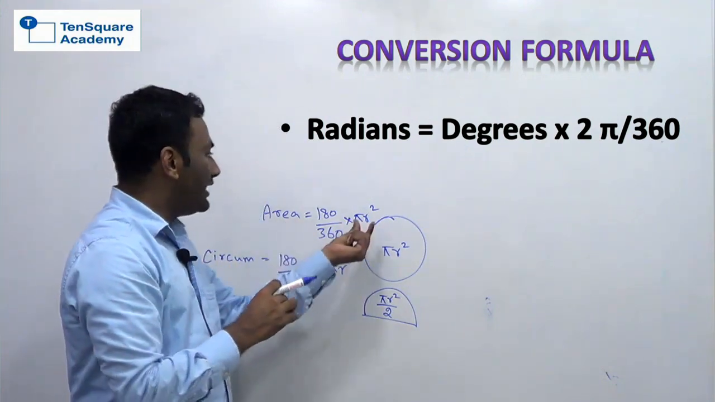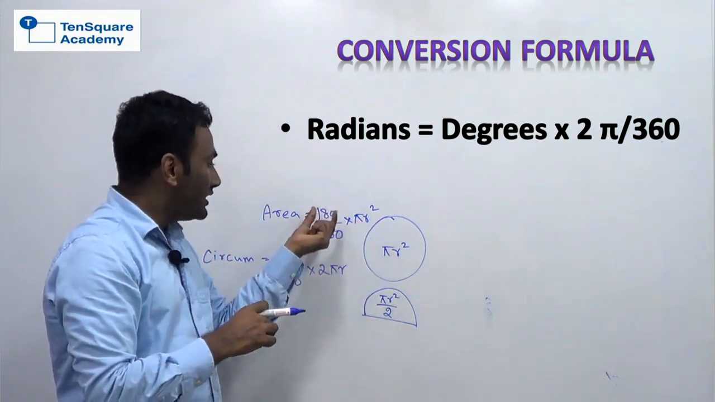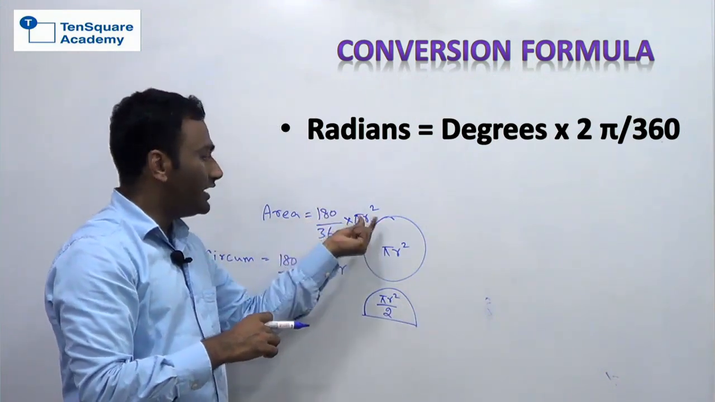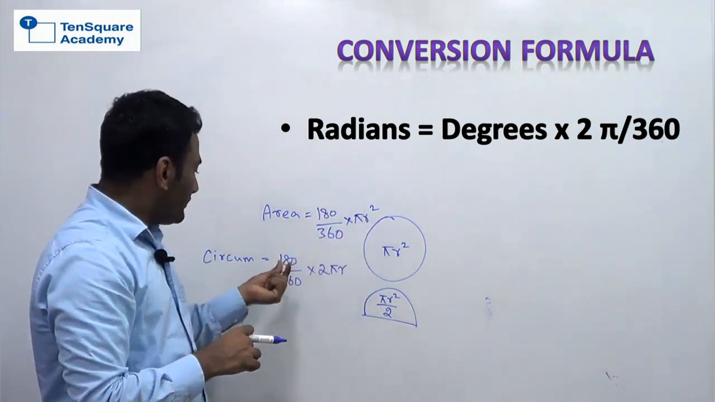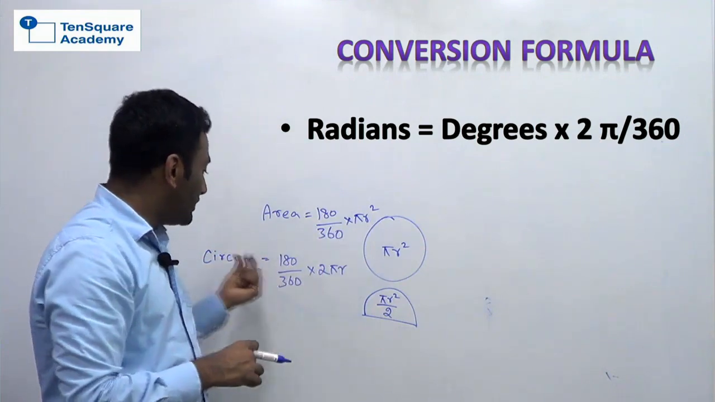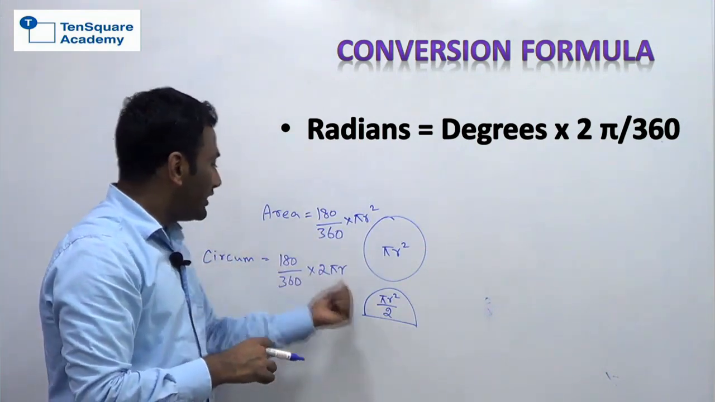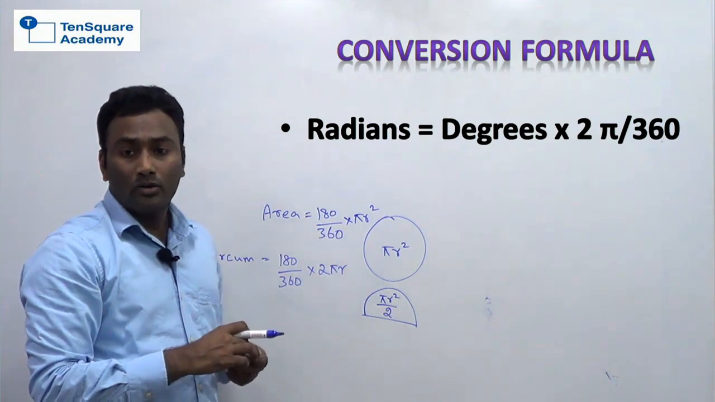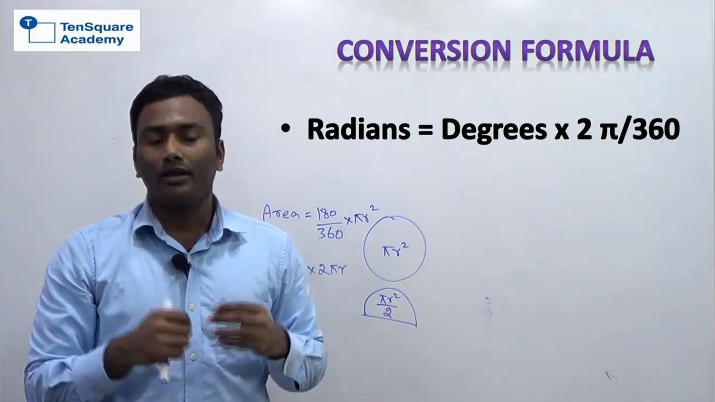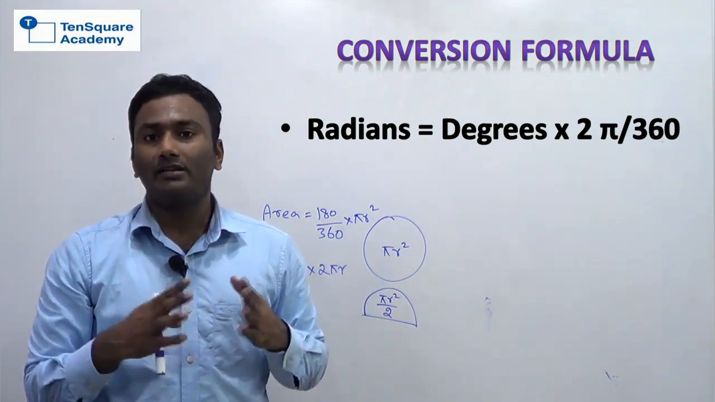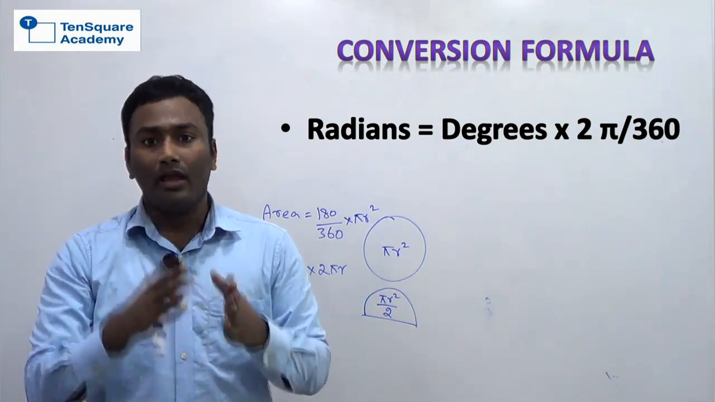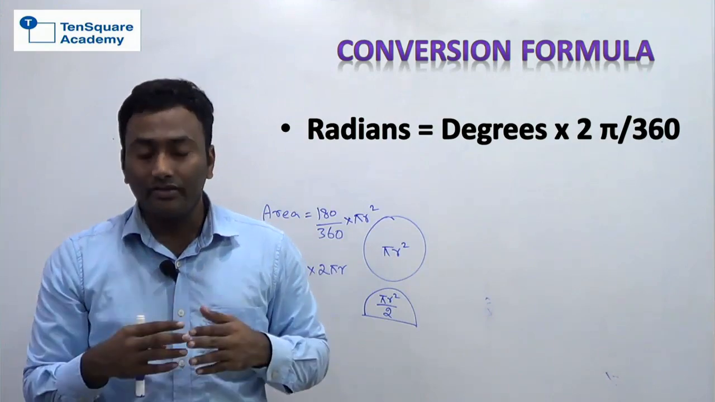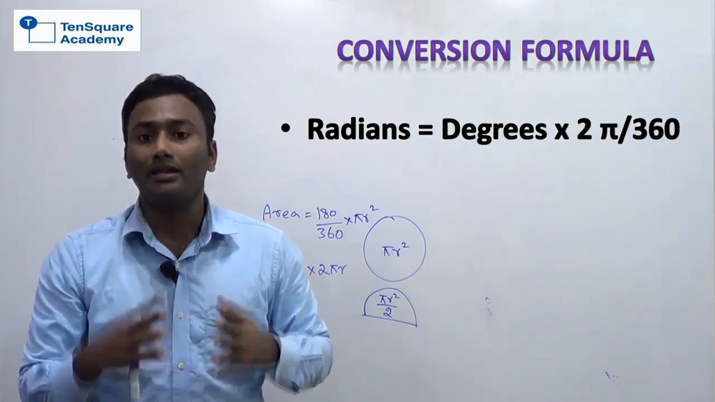So the full area is pi r square. If I want only for 180, it's 180 by 360 into pi r square. If I want the circumference, it is 180 by 360 into 2 pi r. So I hope this video helped you to understand the relationship between pi and 180, and if the values are given in terms of degrees, how to find the area and circumference.